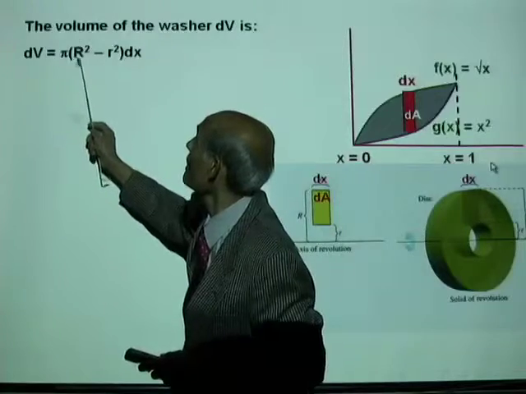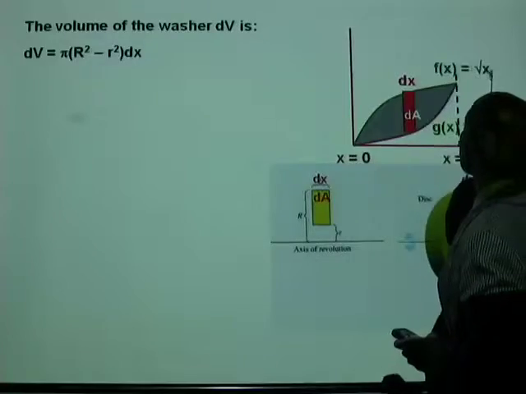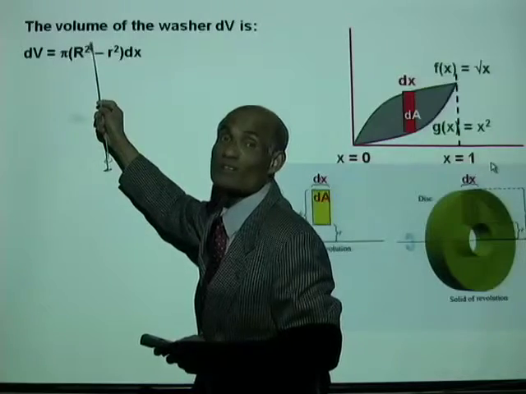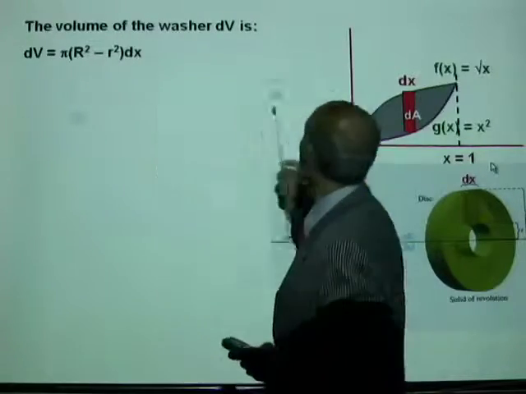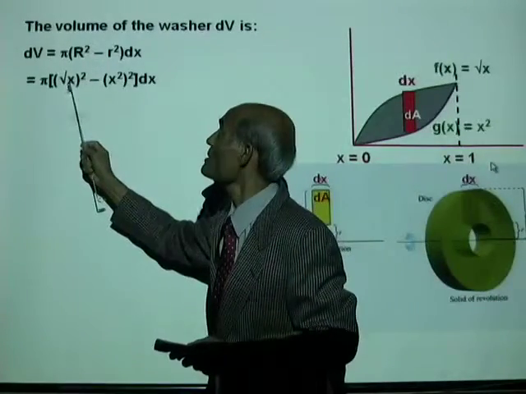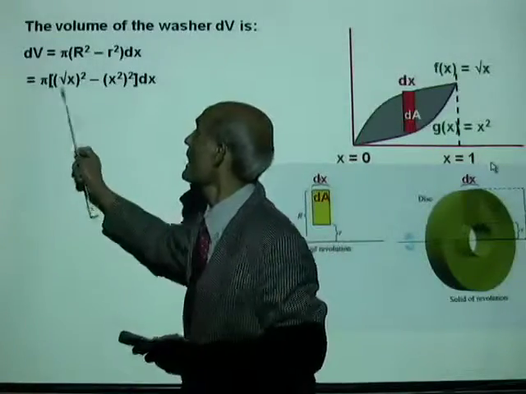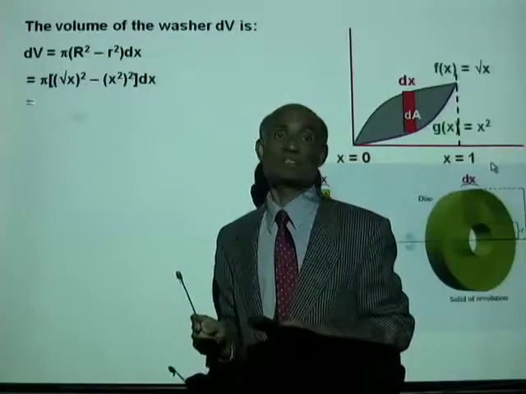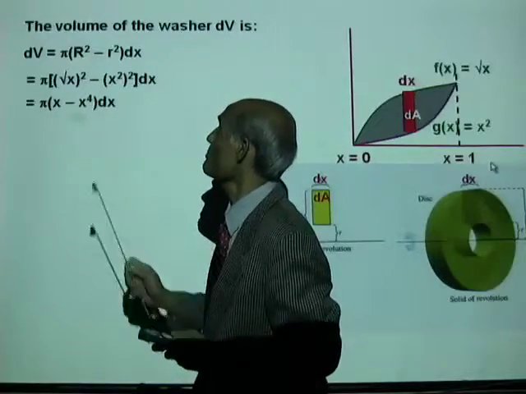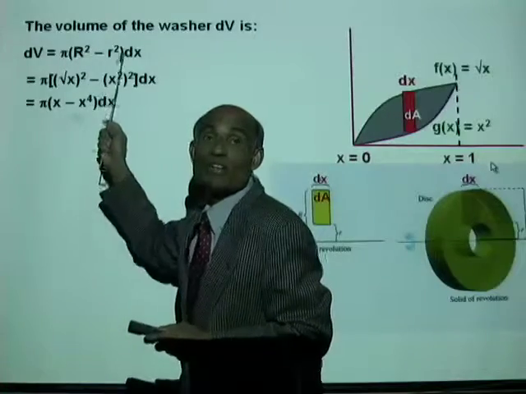And what is uppercase R? Uppercase R is this distance f of x equal to square root of x. So this big R is square root of x. When you square it, it will become x. And the lowercase r is x squared. So that will be pi times square root of x squared minus x squared all squared, and that quantity times dx. Simplify that. That will be pi times x minus x to the power of 4 dx. And now you can integrate that dV.